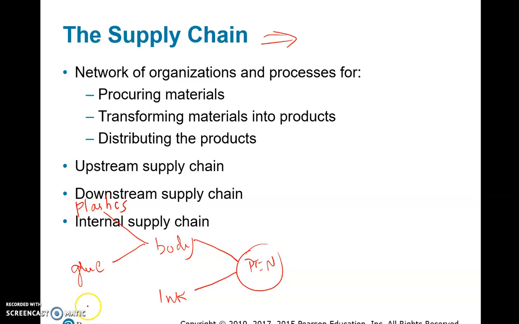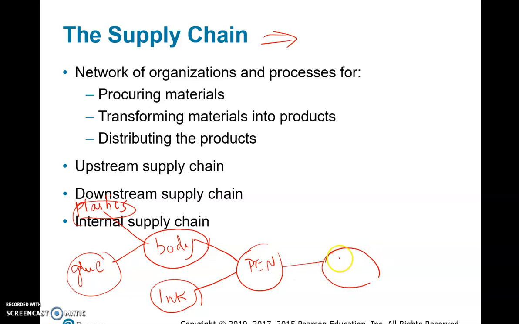So you have a plastics company, a glue company. These two supply to make the body. And this body producer sells the body to the pen manufacturer. And also the ink people sell their ink to the pen manufacturer. The pen manufacturer puts the body and the ink together, and then they sell it, let's say, to Staples. And Roosevelt University buys it from Staples so that you and I, the user, can use it.